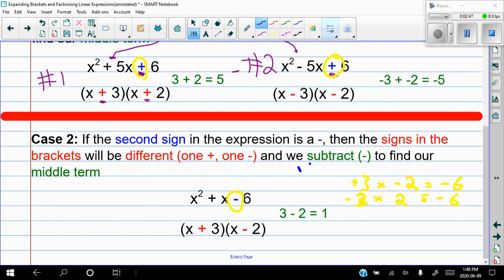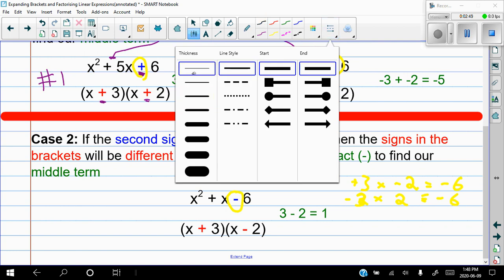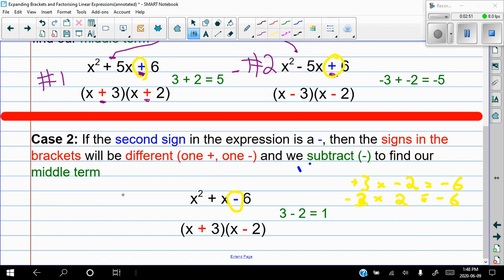So what else does our little rule say? The signs in the brackets will be different, and we will subtract to find our middle term. So where we added up top, we subtract with this method. Once we start working with the examples, it'll make a lot more sense, and I'll see you in those videos.